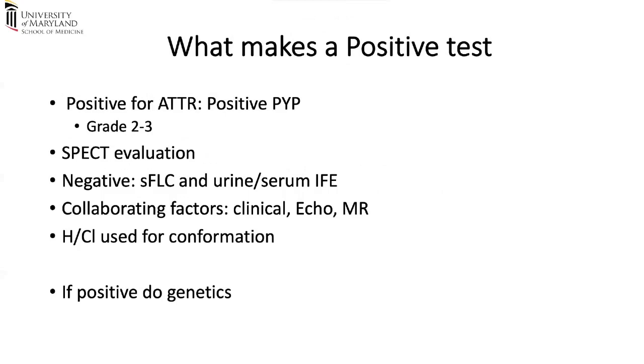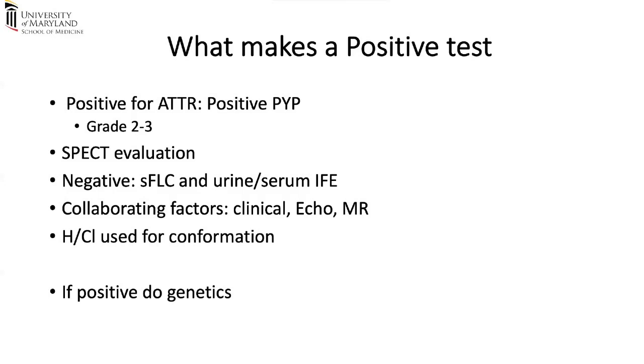What makes a positive test? Positive for ATTR, positive PYP is a grade 2 or 3. You then need that SPECT evaluation. Make sure there's no blood pool. Make sure there's diffuse uptake, no focal uptake. Make sure you've got negative free light chains. Make sure that the urine and serum are negative as well. To make this diagnosis, remember, we use all our tools. Use the clinical scenario. What's the patient like? Use the echo results. Use the MR results. And then use this heart to contralateral lung to help confirm your results.